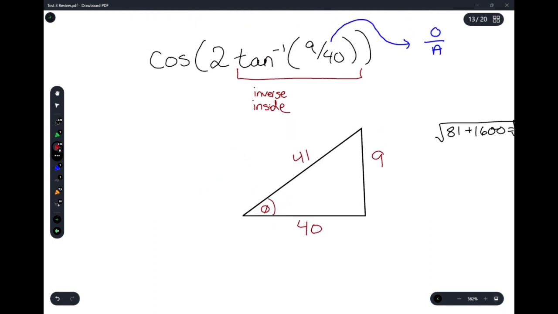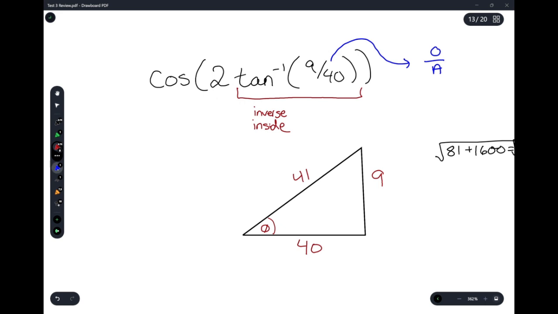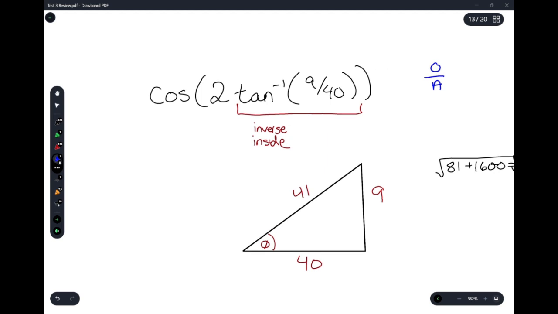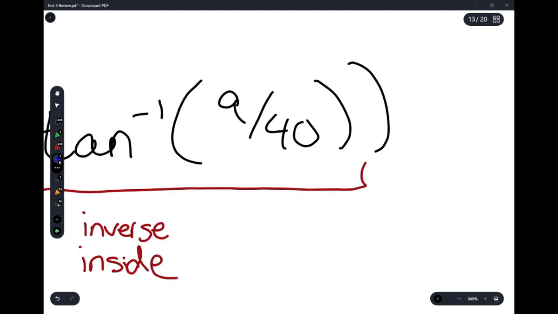But wait. How does this help me find cosine of 2 theta? Oh, crap. I just drew a triangle. That doesn't help me find an answer. So here's the ratio that I took the other class down since we're running out of time.